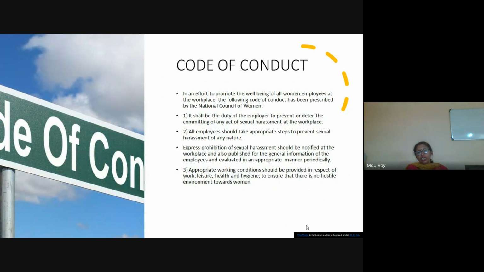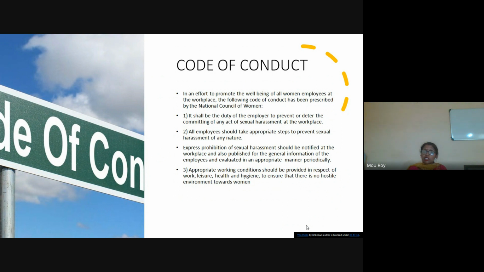So code of conduct: in an effort to promote the well-being of all women employees at the workplace, there should also be a code of conduct prescribed by the National Council of Women, and it shall be the duty of the employer to prevent the committing of any such act of sexual harassment at the workplace.